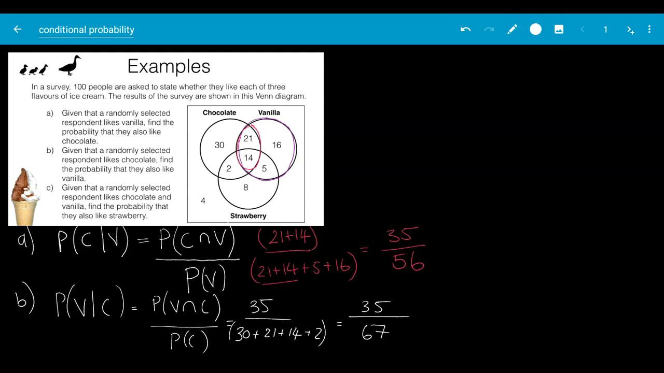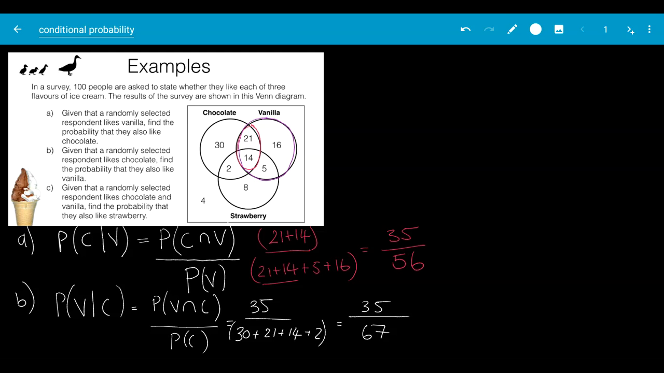And you see, because the numerators are both 35, we can compare the denominators. If the numerators are the same, the bigger the denominator, the smaller or less likely the probability is. So A is actually a more likely event than B.